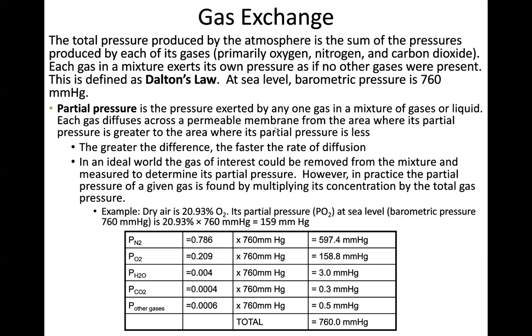Because each gas diffuses across a permeable membrane from the area where its partial pressure is greater to the area where its partial pressure is less. What that means is the higher the pressure of oxygen, the easier it is to get it into our blood, and the easier it is to get it into our cells. If this number is lower, less oxygen can get into our blood, less oxygen can get to our cells, and less energy can be formed. Therefore, you might experience lightheadedness and stuff like that.